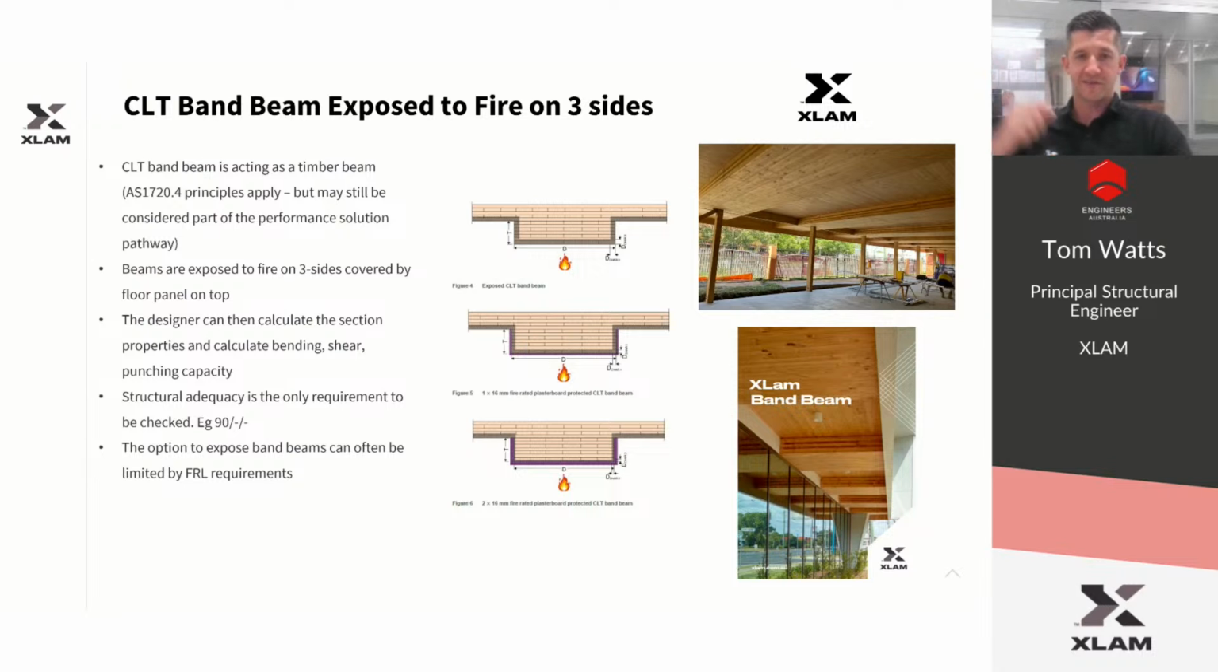And the analogy of the glulam beam is the CLT band beam. That's when you've got CLT acting as a wide, shallow beam. I won't go into the applications of that and why that is, but it's a way of doing certain types of CLT floor systems. Using that same assessment and the effective char depths, the designer can again determine the residual cross section, use that to determine the bending shear and punching shear capacities, and then look at the structural adequacy at a different period of time.